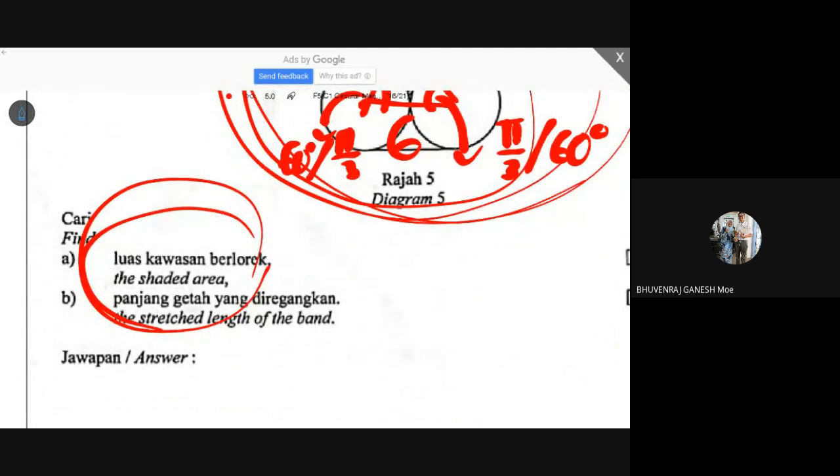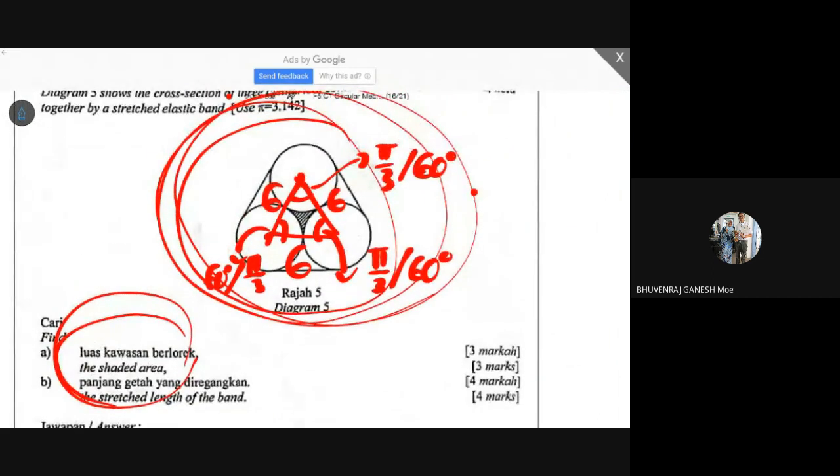Okay, now we look at B. Oh, this one's a good question, actually. Stretch length of band. Okay, guys, can you tell me, stretch length of band, actually, what quantity they want? Quantity apa? Whenever they talk about length. Very good. Perimeter again. Never change, guys. Always we'll talk about perimeter only.